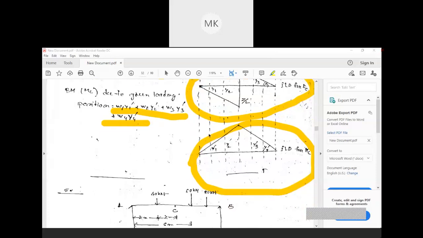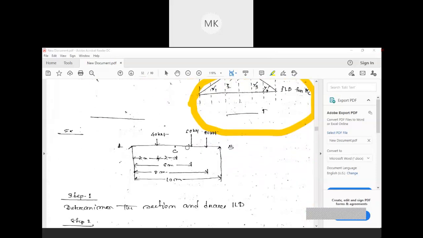Okay, fine, let's continue. So see, there is a beam AB, and C is the section here. We are considering three point loads of 40, 60 and 80 kilonewton at various distances from point A, like 2 meter, 6 meter and 8 meter, and C we are considering at a distance of 4 meter.